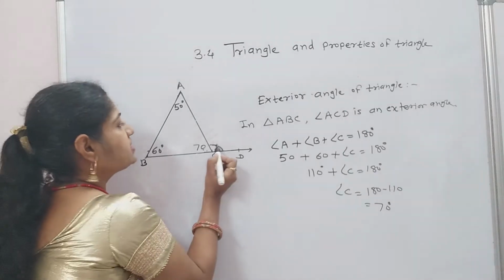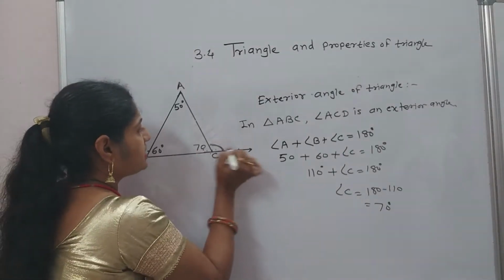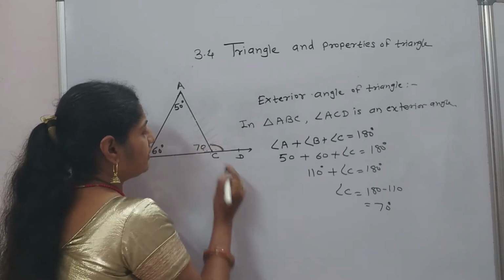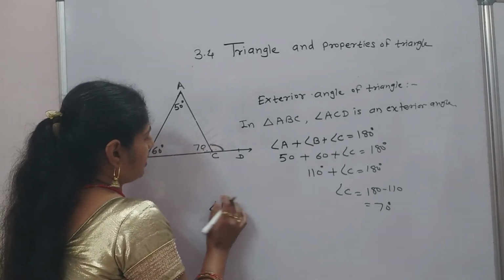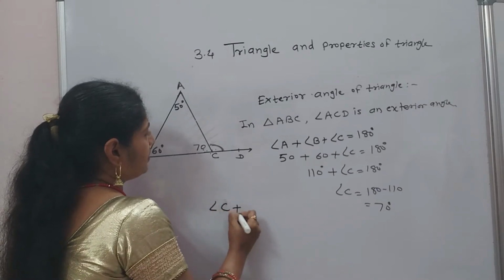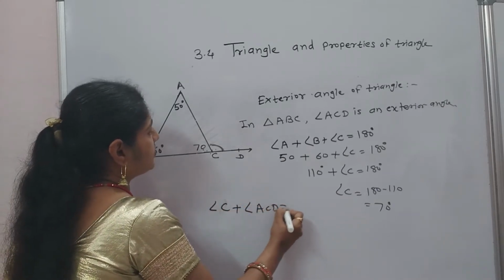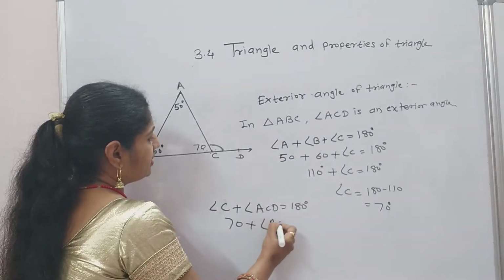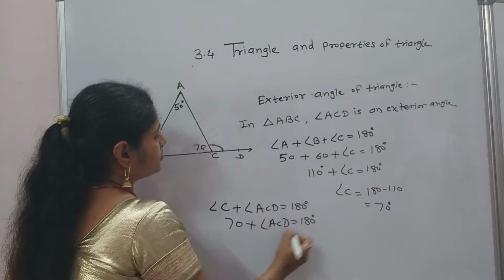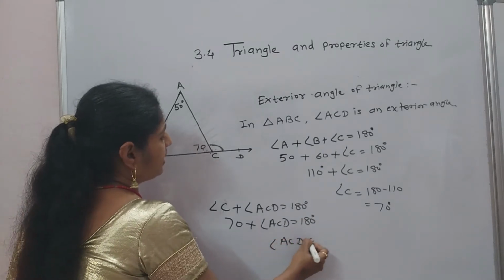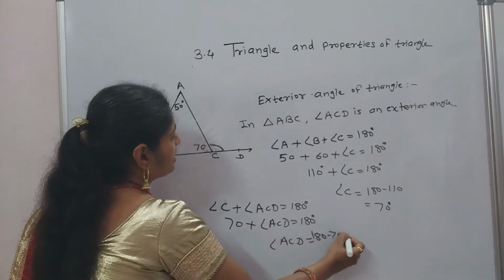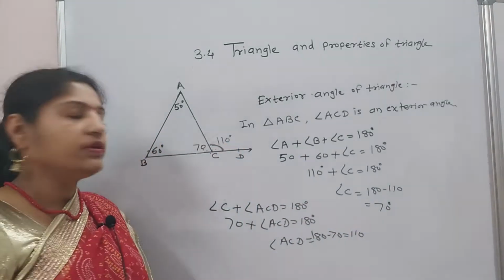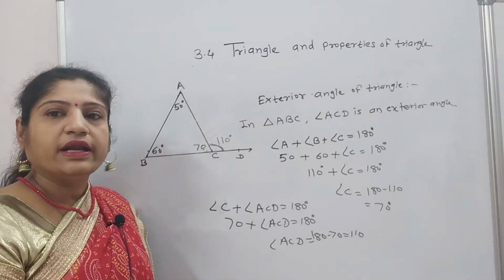Now what is the measure of this angle ACD? This forms a linear pair. That is, the sum of these two angles, angle C plus angle ACD, equals 180. Linear pair: 70 plus ACD equals 180. So angle ACD equals 180 minus 70, that is 110. This angle is the exterior angle. The measure of the exterior angle is 110.